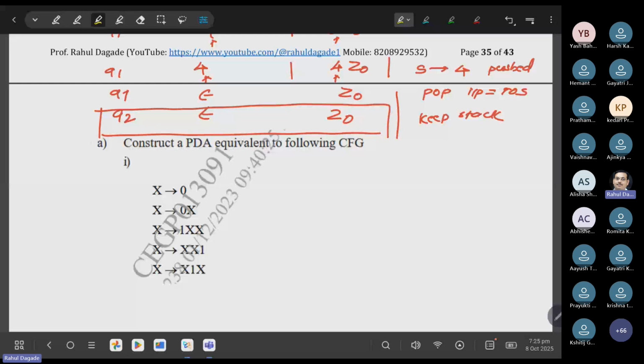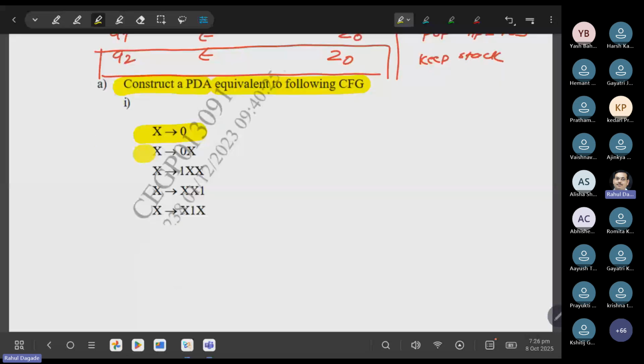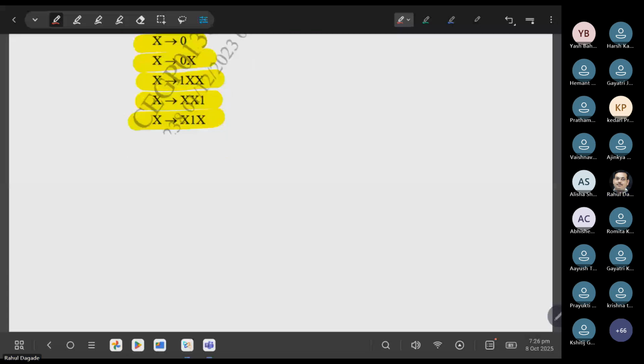Now let us see the next problem. Construct PDA equivalent to the following CFG. So which are the productions? X gives 0, or X gives 0X, or X gives 1XX, or X gives XX1, or X gives X1X. So these are the CFG. Now what is the process? So very simple process. You start with Q0 state.